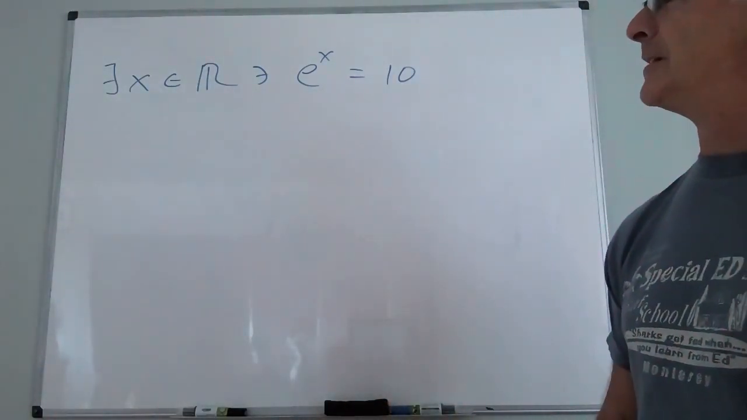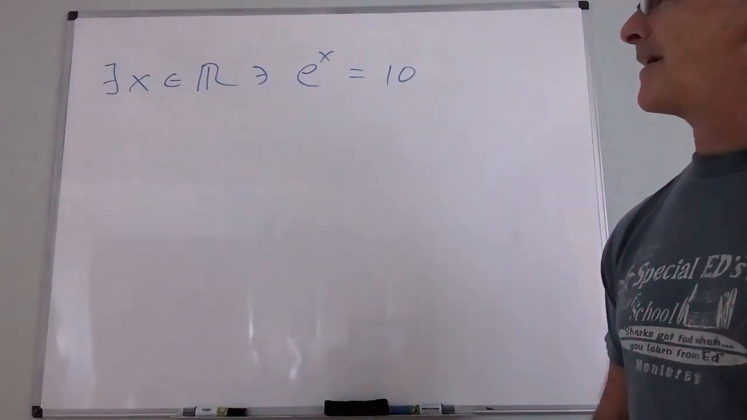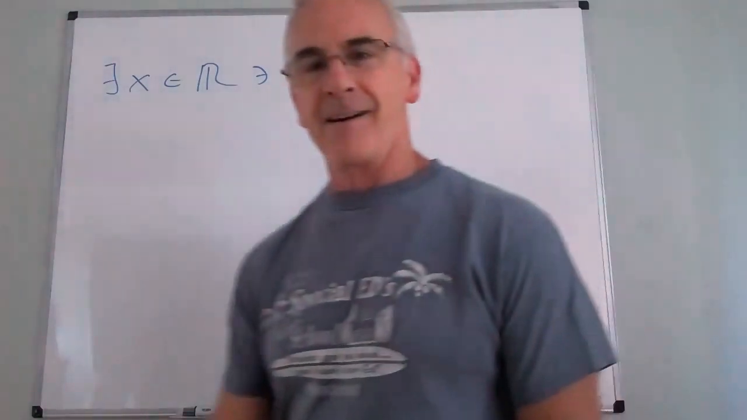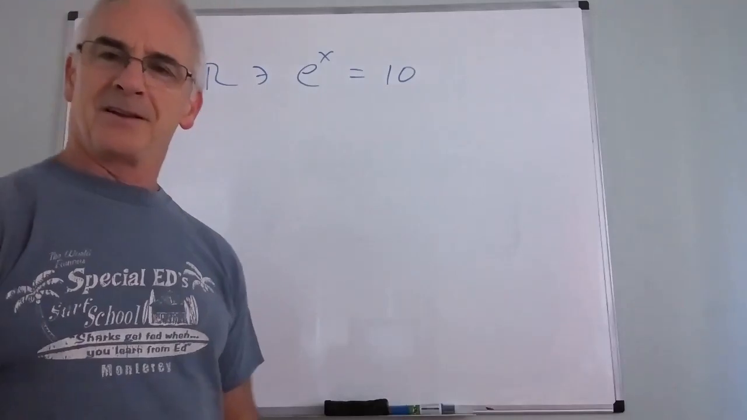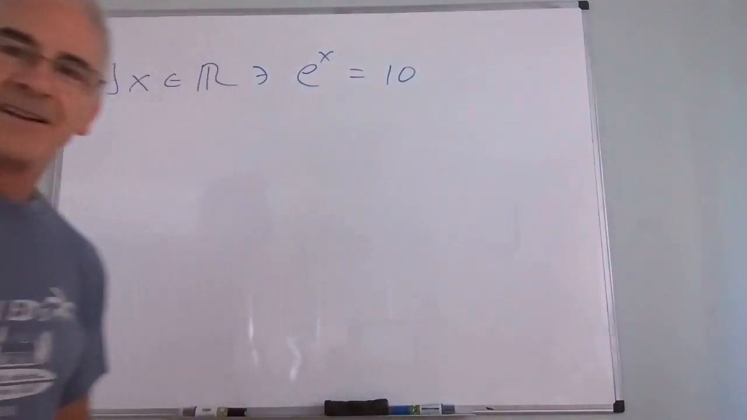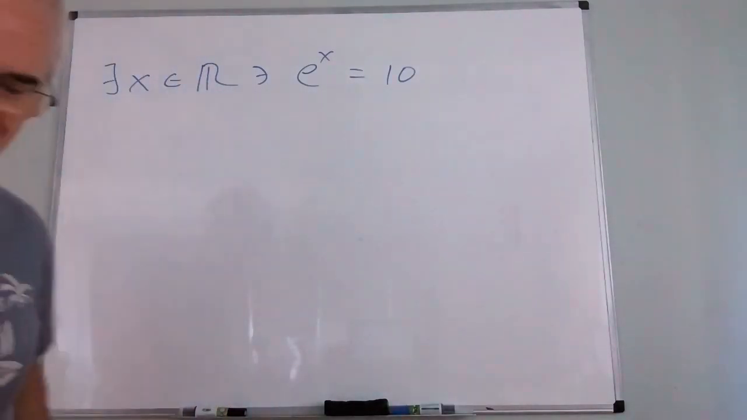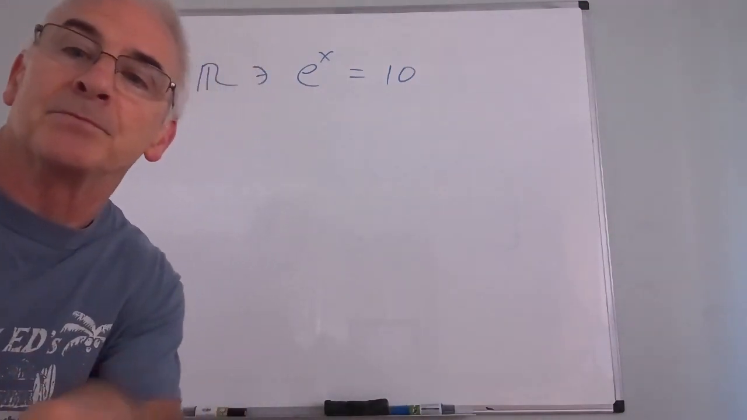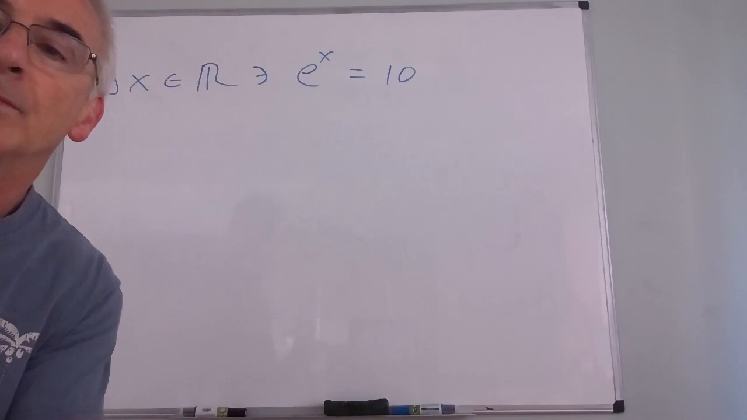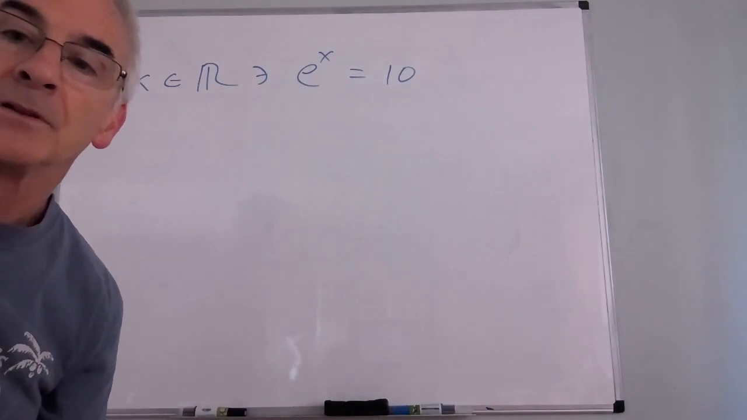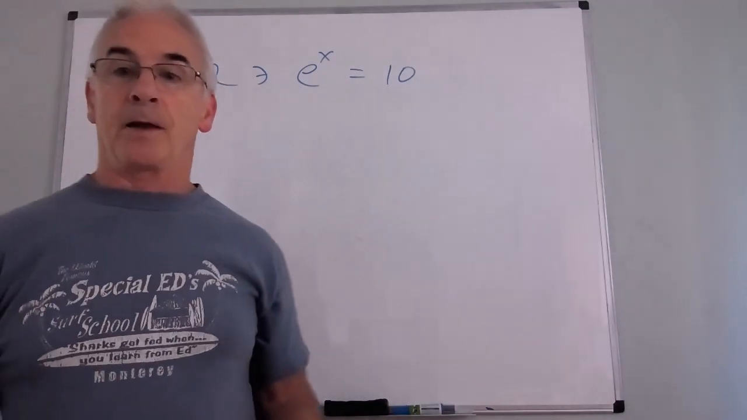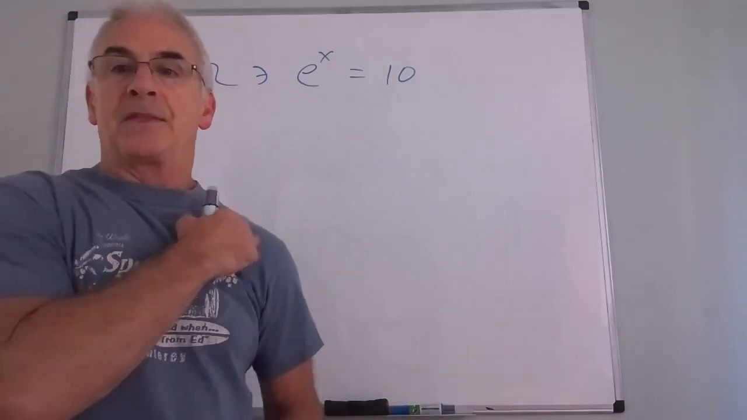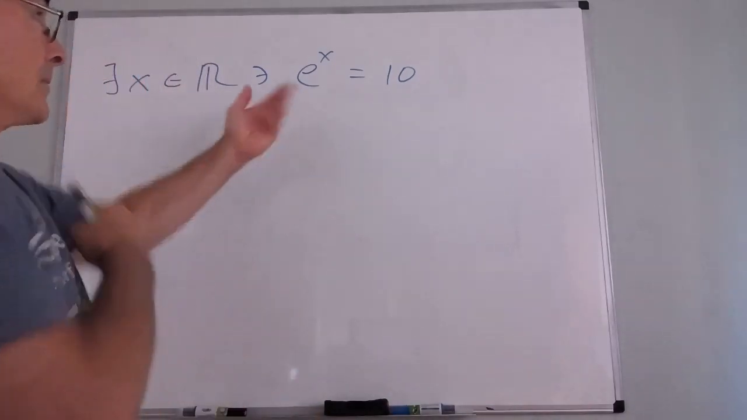In English, anyone want to try this one? There's an x that makes e to the x equal 10. I'm sorry, say it again. There was too much other noise. All right. There's an x that makes e to the x equal 10. Okay. All right. Let's stop there. There is an x that makes e to the x equal 10.